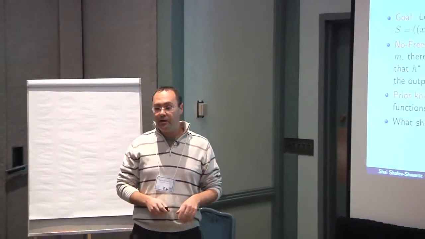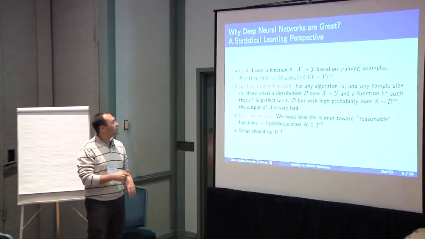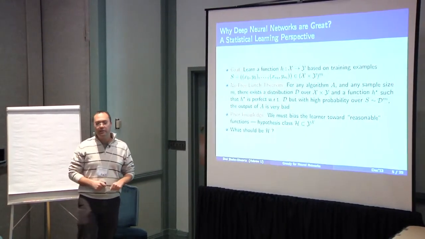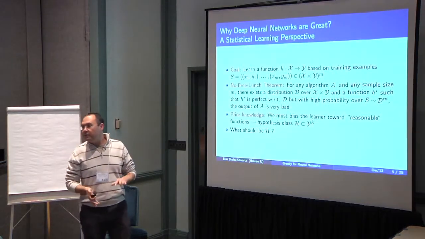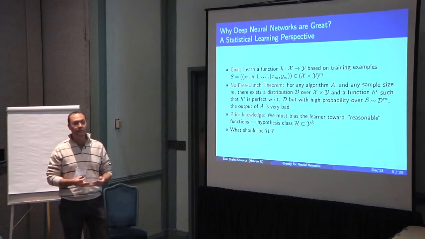So I would like to suggest why I think that neural networks are great, and I would like to suggest something that comes from the basics of statistical learning theory. What we do in statistical learning is that our goal is to learn a function h from some domain x to some domain y. Think about x as R^d and y as plus or minus 1 or something like that. The input to the learning algorithm is a training set of m examples. Each example is a pair of input and output. And from this input, we want to find a function h which is good. Now, there is a very well-known theorem in statistical learning theory, the no free lunch theorem.